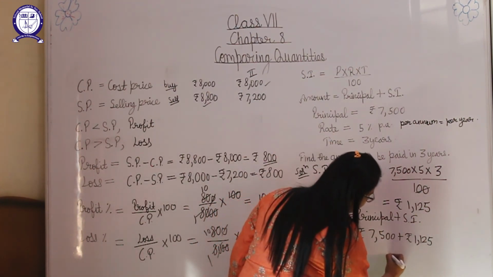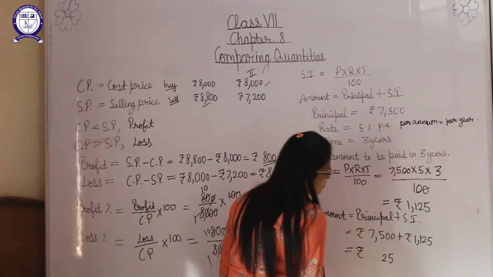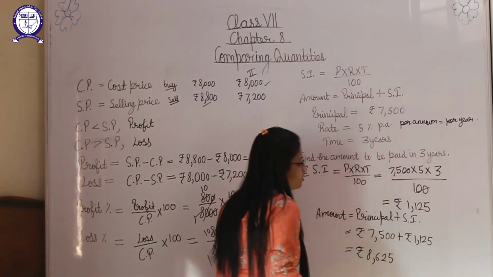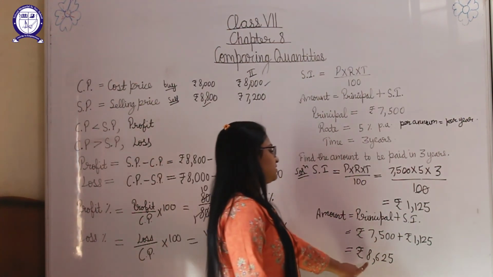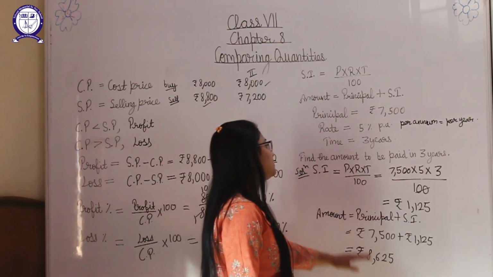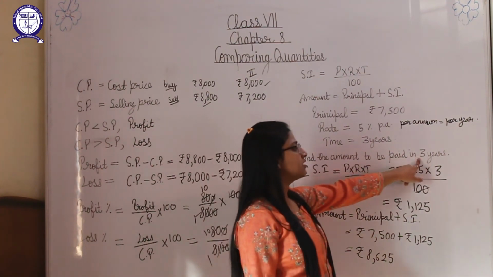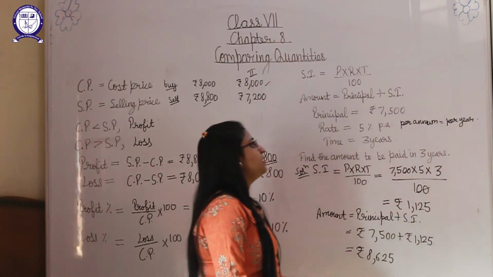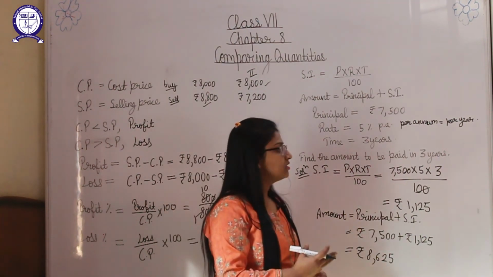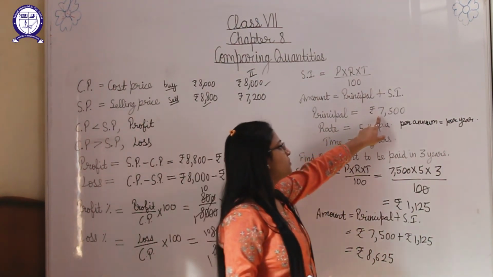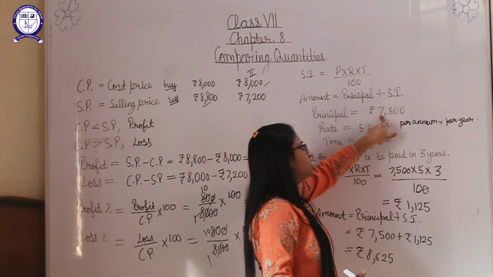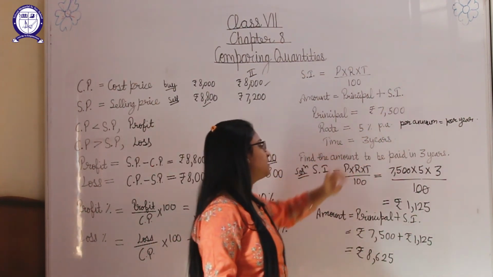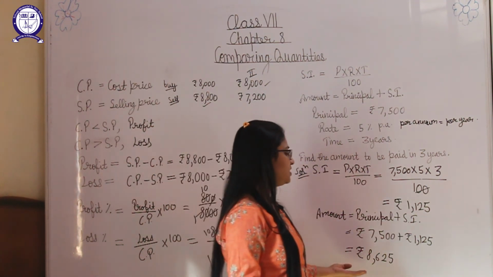So 0 plus 5 is 5, 0 plus 2 is 2, 5 plus 1 is 6 and 7 plus 1 is 8. So the amount is 8625, means the amount which needs to be paid after 3 years is 8625. Means at the start of the 3 years the person borrowed rupees 7500, but after 3 years he needs to pay rupees 8625.